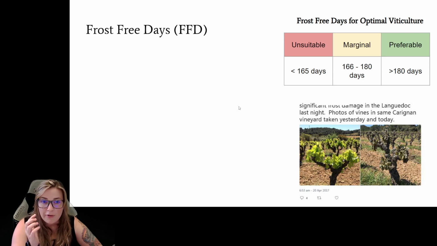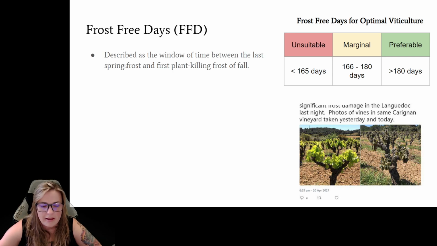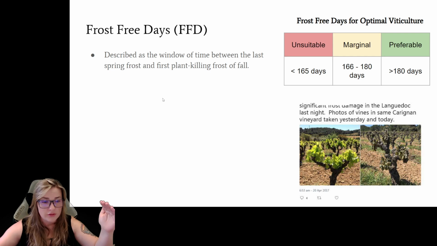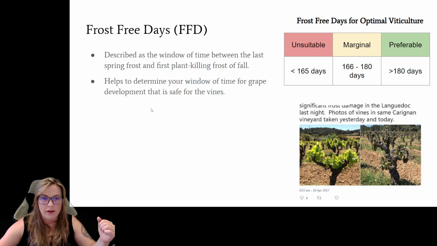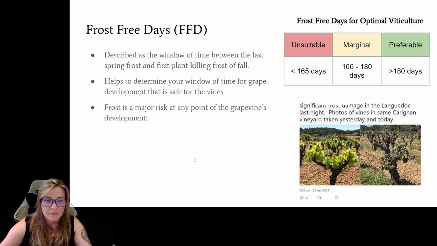Next, we're going to talk about frost-free days, which is kind of what it sounds like. This is the window of time between the last spring frost and the first plant-killing frost of fall. So how much time do you have between those two significant frosts to safely grow grapes to produce high-quality wine, that you can depend on? So that's your window of time.